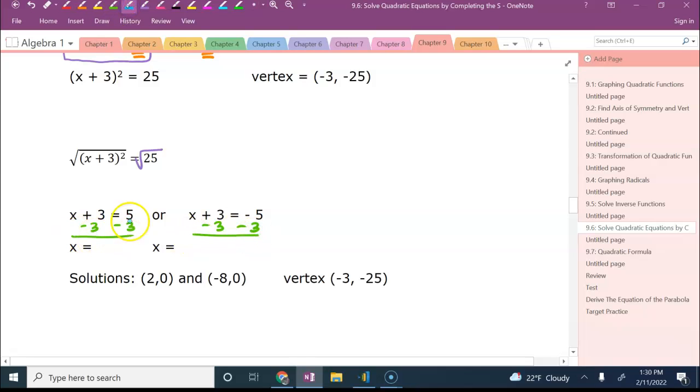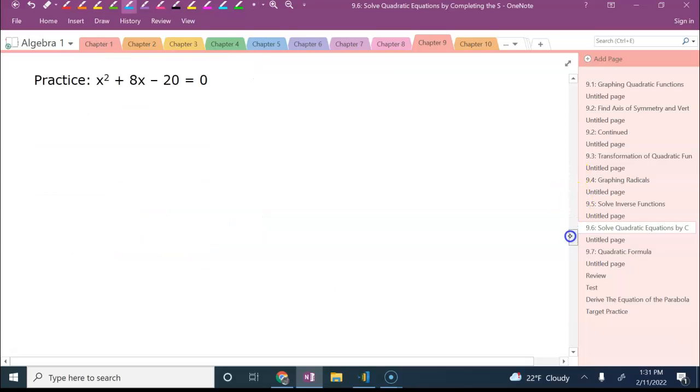So you're going to have 5 minus 3 over here, which would be 2, and negative 5 minus 3 over here, which would be negative 8. So your solutions would be (2, 0) and (-8, 0), because those would be the points where your graph would have crossed the x-axis if we were looking at the graph. So if you want to try this practice problem, go ahead and do that for a minute, and then continue watching the video to see how you should have gotten your solution.